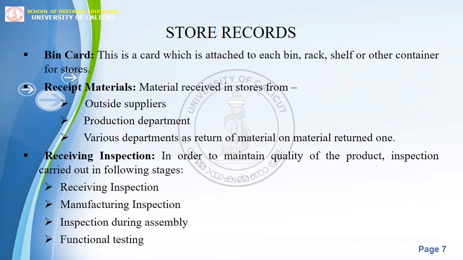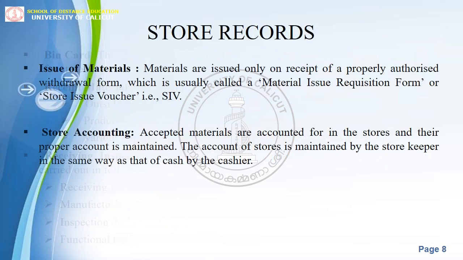Bin card is a card which is attached to each bin, rack, shelf, or other containers for stores. Store records are maintained in case of two aspects: issue of materials and store accounting. Issue of materials means materials are issued only on receipt of a properly authorized withdrawal form. Store accounting is where the acceptance of materials in the stores is accounted for and properly maintained.